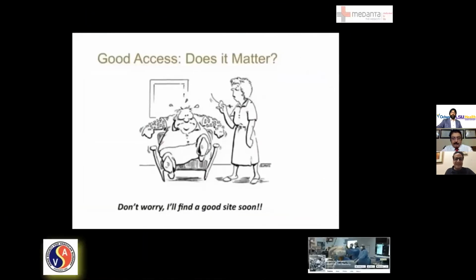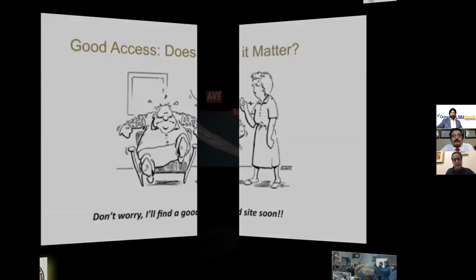So good access really matters, as we have seen that patients who suffer from end stage renal disease have multiple comorbidities, and the last thing they want is multiple punctures poking them and a painful dialysis. So a good AV access is a boon for these patients, and maintaining that is a challenge, but if we follow certain guidelines and certain principles, then definitely we can maintain a good AV access in these patients.